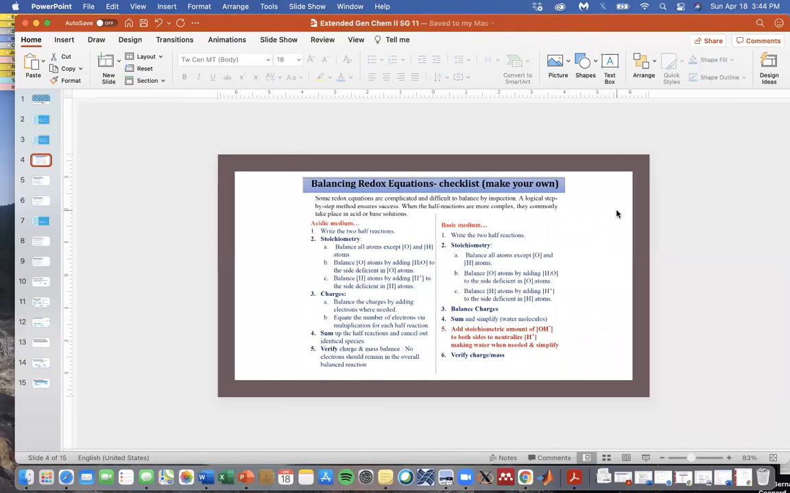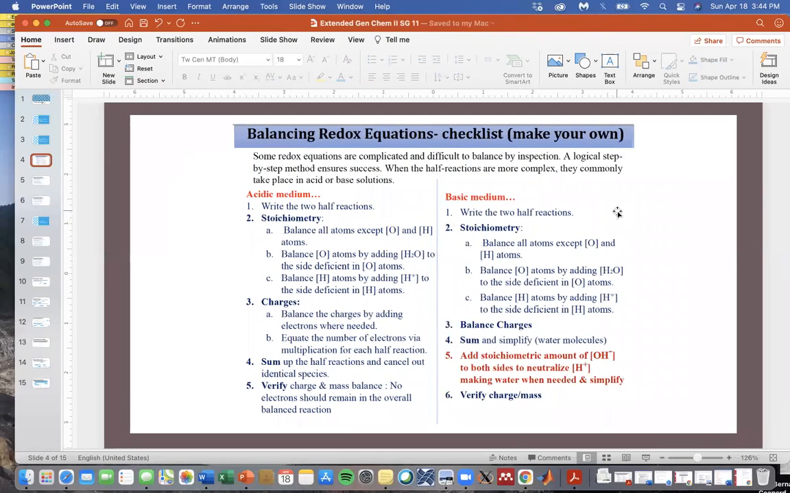So basically, you are going to have to do this in 2 different kinds of mediums. You're either going to do it in an acidic medium or in a basic medium. The difference is that in an acidic medium, you are allowed to have H plus present, whereas in a basic medium, you'd be having OH minus present.